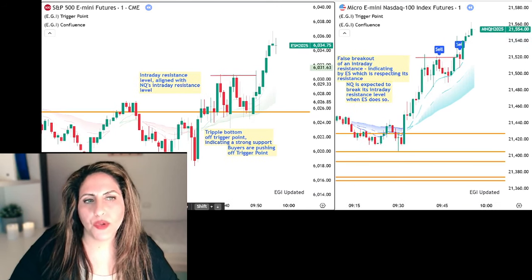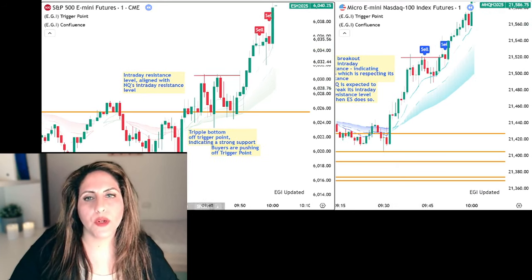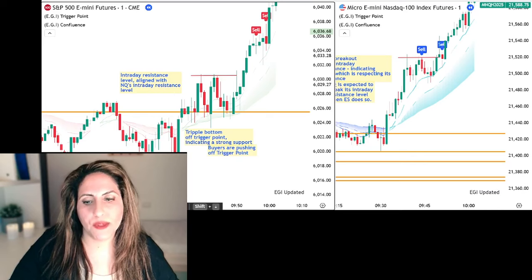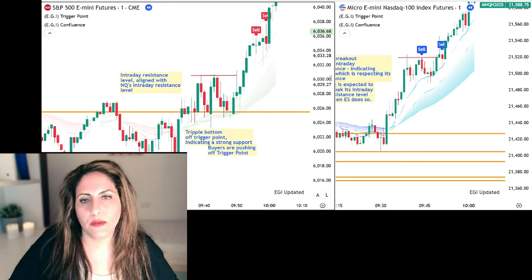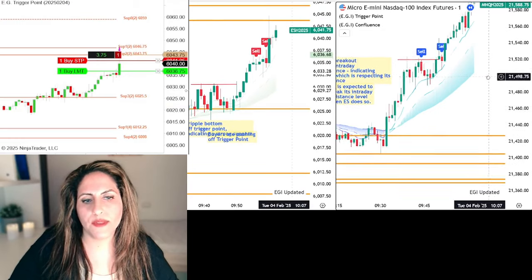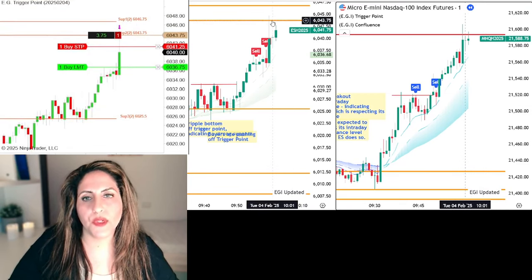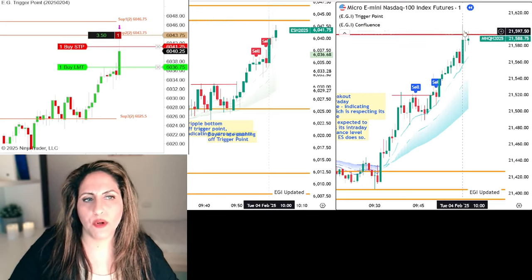The reaction of two correlated assets relative to support and resistance levels, even when they are intraday, can help you predict what a correlated asset will do. Okay, now there's an interesting thing here. Now the market reached the trigger point resistance level. ES reached it, but NQ reached it a few seconds before.